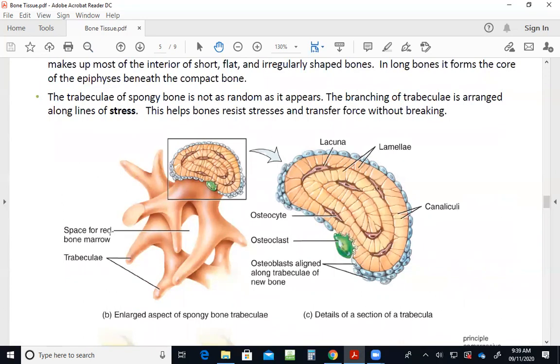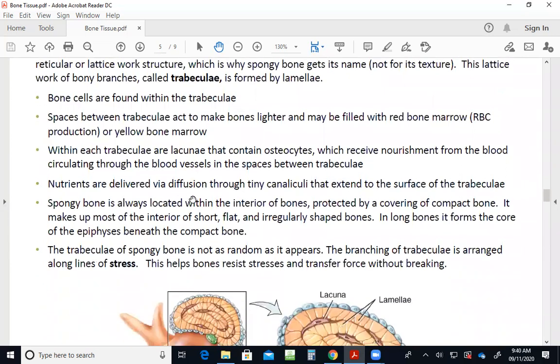Now, spongy bone is still bone, so it's still got lacunae, lamellae, canaliculi, just like we saw on the previous page. The lamellae is the bone matrix. The cells, osteocytes, are still found in the spaces called lacunae. You still have the radiating canals called canaliculi. The big spaces between the trabeculae act to make bones lighter and may fill with red bone marrow for blood cell production, or yellow bone marrow that we'll talk about as well.